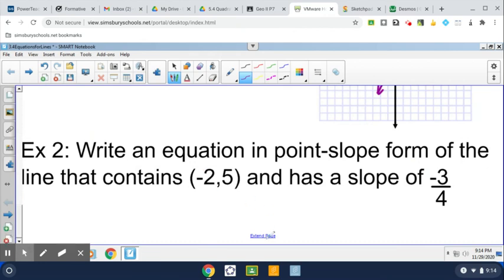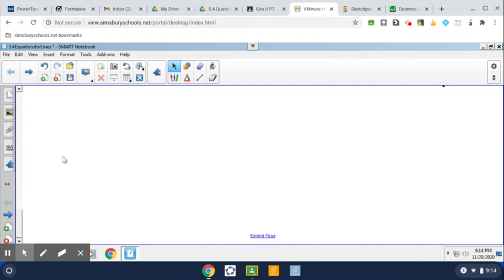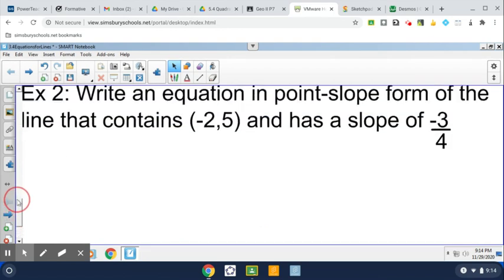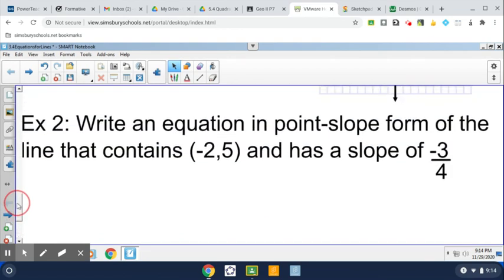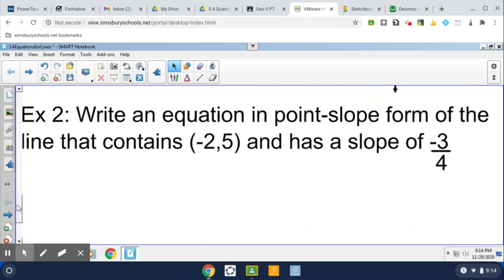Okay, so our second example is write an equation in point slope form. Okay, so this is important because many people think that we're always going to talk about slope intercept form, but in this case it's point slope form. So first of all, let's review point slope form.